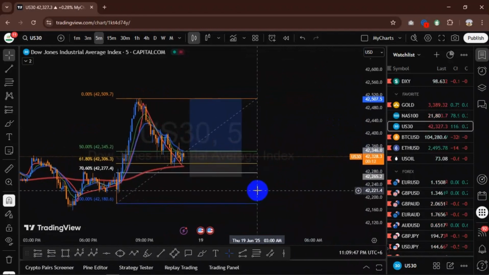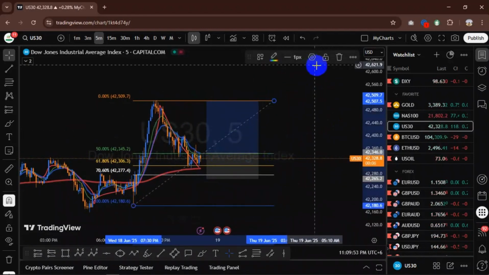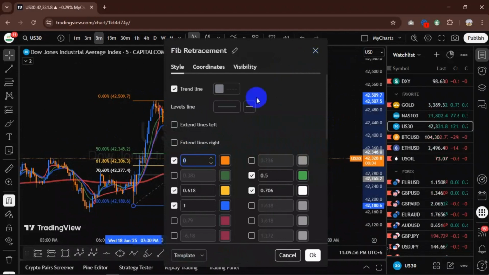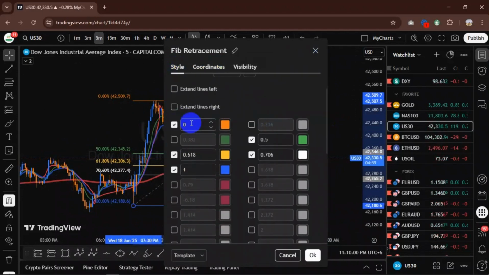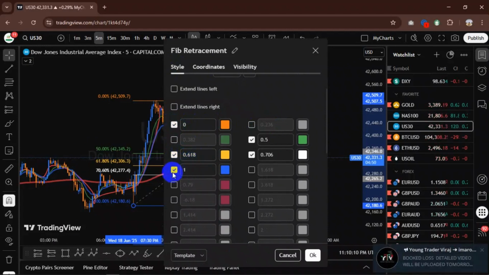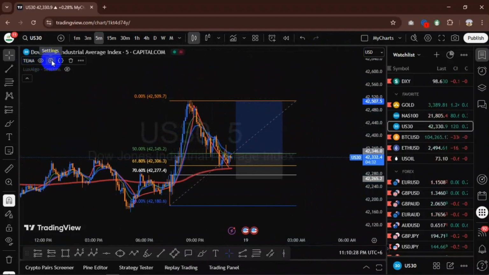So let's see what the indicator is. Here you can see the Fibonacci, and let's see the Fibonacci. Here you can see 0, 0.618, 1 and 0.5, 0.706. This is my Fibonacci setup. And let's see the indicator. Here you can see the indicator.